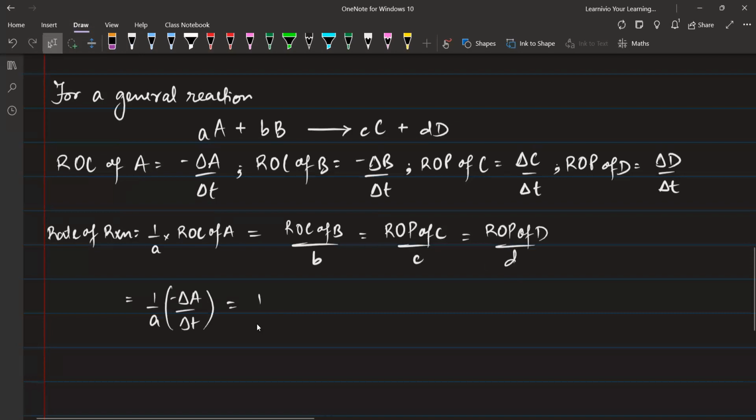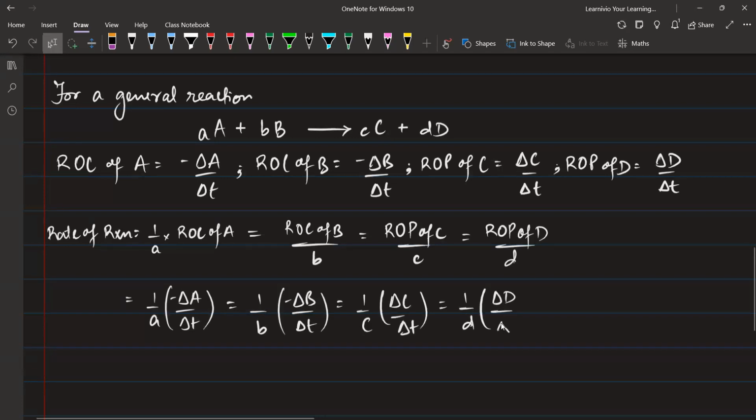It will be equal to 1 upon b. What is the rate of consumption of B? Minus del B by del T. समझ में आ रहा है सबको? हाँ या ना? Yes, sir. Okay, 1 upon d, del D by del T. Please copy this down. This is the rate of reaction.